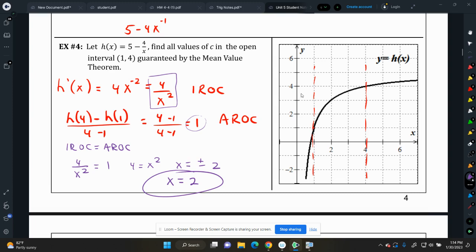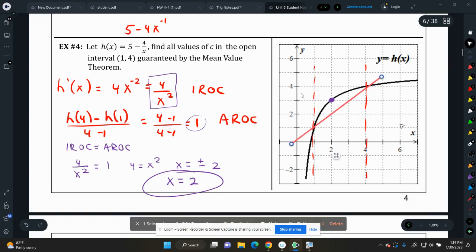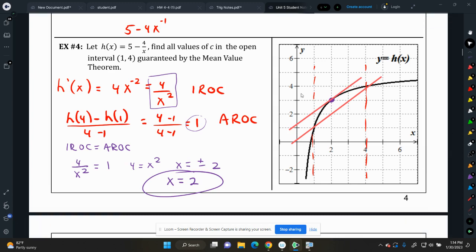So at x equals 2, here's my average rate of change on the interval from 1 to 4. There's my average rate of change. And here's my instantaneous rate of change at x equals 2. They sure look parallel to me, which means their slopes are the same. Does that make sense? Okay.